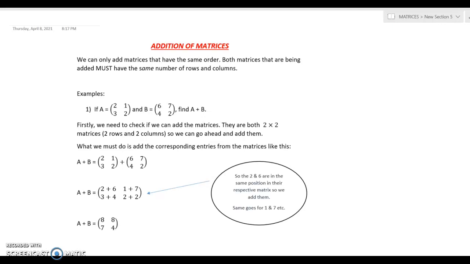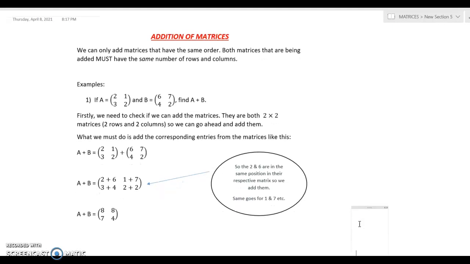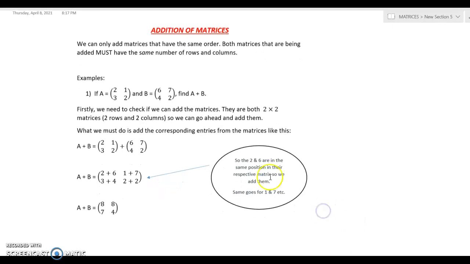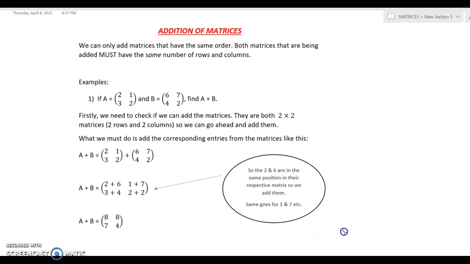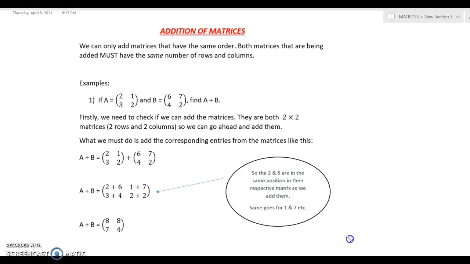Hi everyone, in this video we will be looking at addition and subtraction of matrices. Now addition and subtraction of matrices are very easy, as you all are going to see very soon. And later on we will do the multiplication and so on. But addition and subtraction are pretty straightforward, pretty easy.